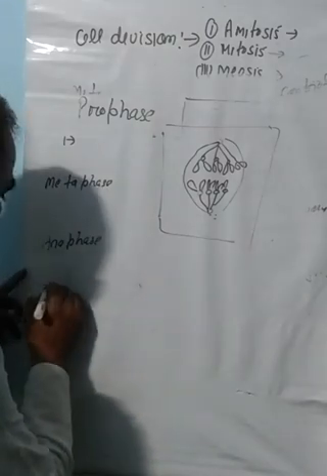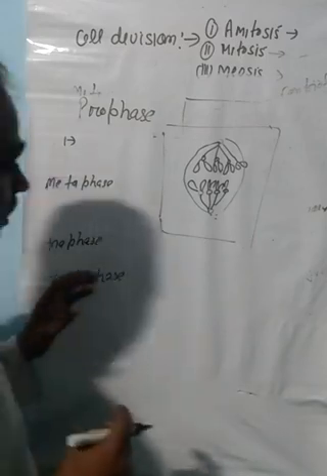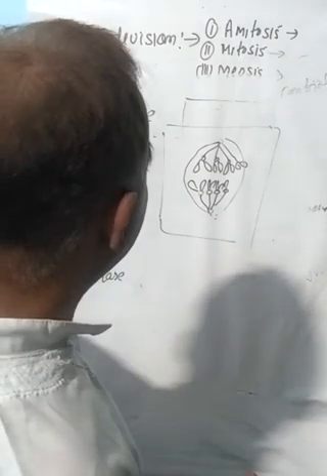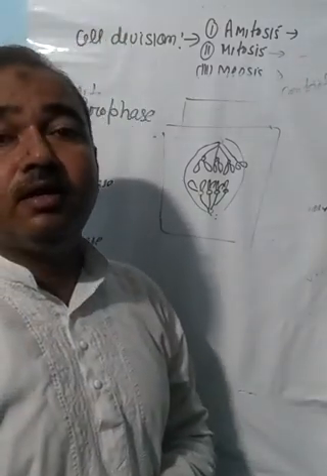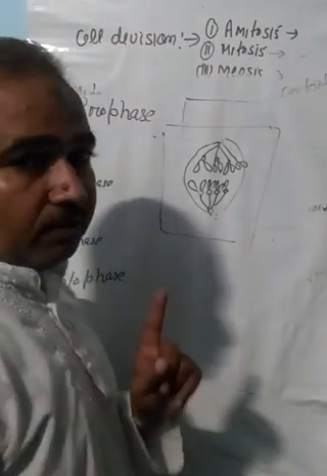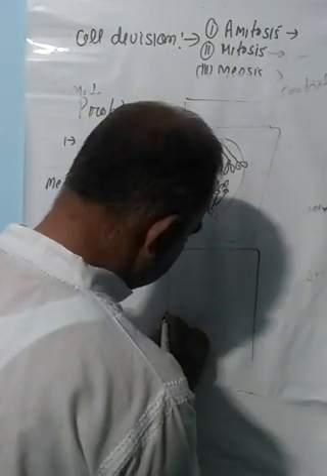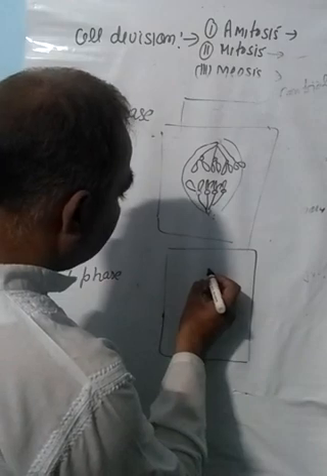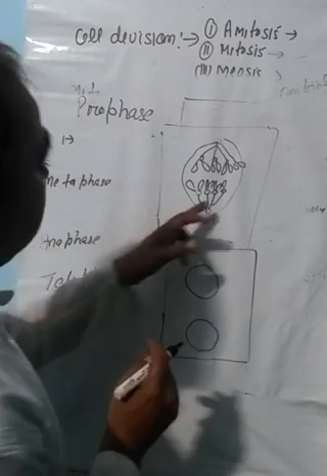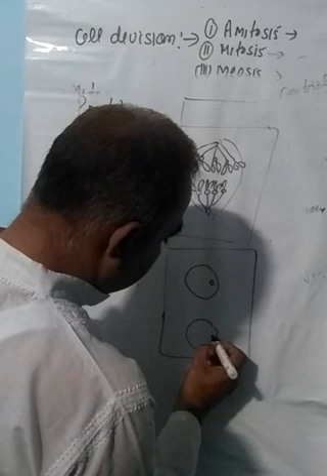And the last event is the telophase. In telophase, all the events that occur in prophase occur, but in reverse manner. The first visible change is that the nuclear membrane appears around both sets of chromatin. Finally, the nucleolus also appears.